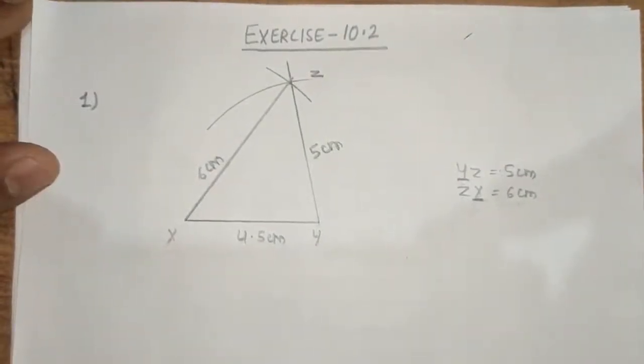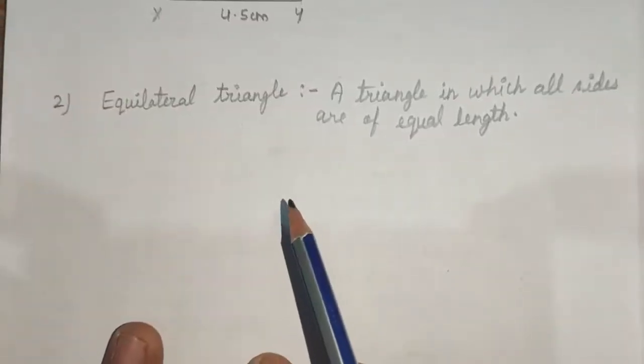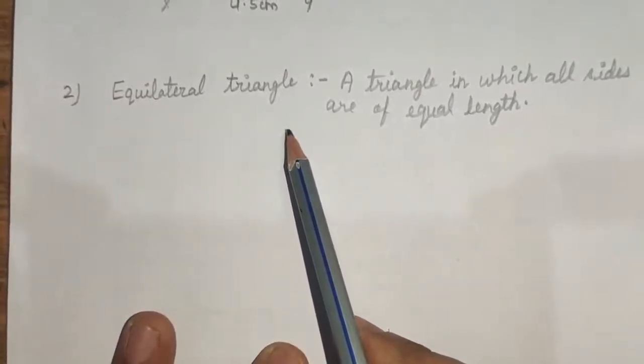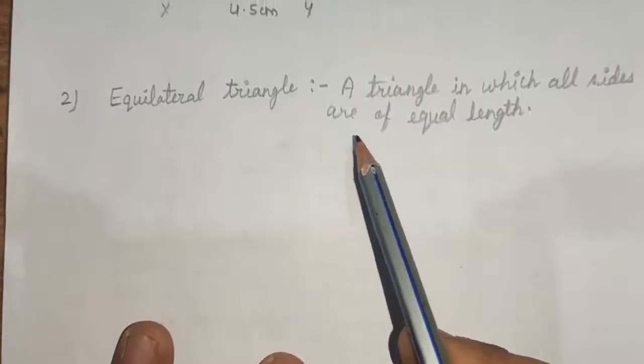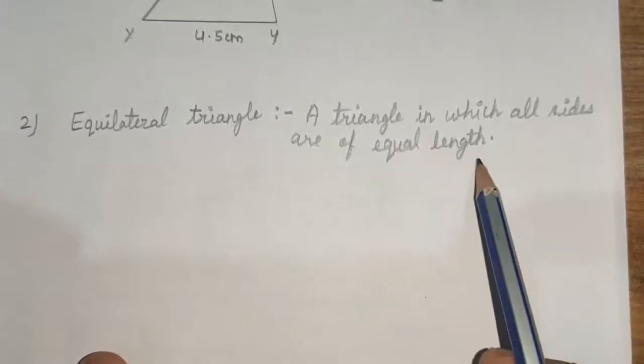In this type you are required to draw this. This is question number 2. Construct an equilateral triangle of side 5.5 centimeter. And you know that equilateral triangle is a triangle in which all three sides are equal. Then here side should be 5.5 centimeter. Now let's draw it. Now in question number 2, before drawing this figure, you are required to understand equilateral triangle again. This we have told you in the previous videos also. Equilateral triangle, a triangle in which all sides are of equal length.